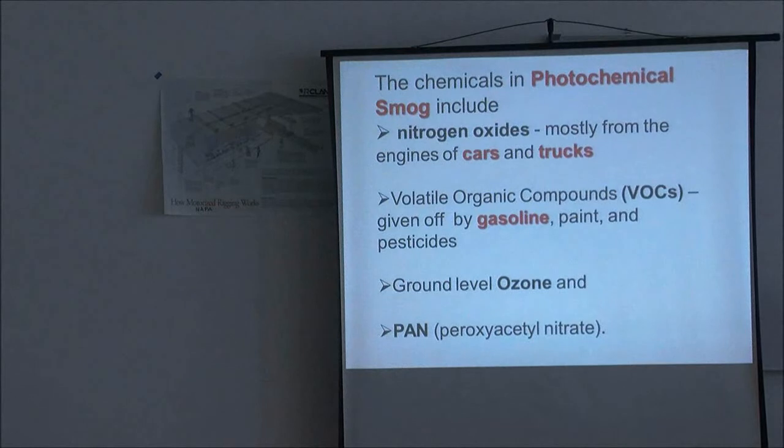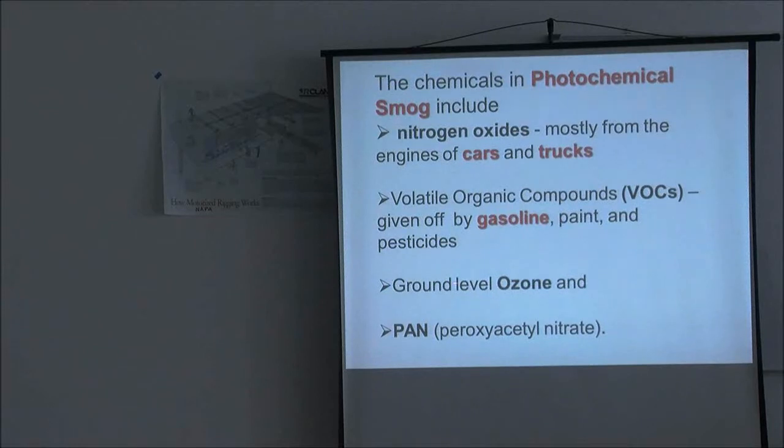Okay, now the chemicals and photochemicals, smog. And the reason why I'm putting this would be nitrogen oxides, and that comes from cars and trucks. The volatile organic compounds, and that comes from gasoline. Then there's ground level ozone and PAN, and this forms a soup. Now the reason why I'm putting this, and why I have red cars, trucks, gasoline, is because the red points to the individual responsibility. We all drive cars. Some of us drive trucks, and we all use gasoline. So it means we all make our contribution to photochemical smog.